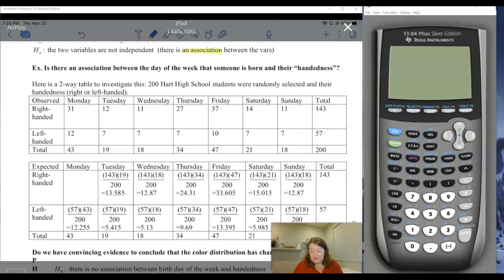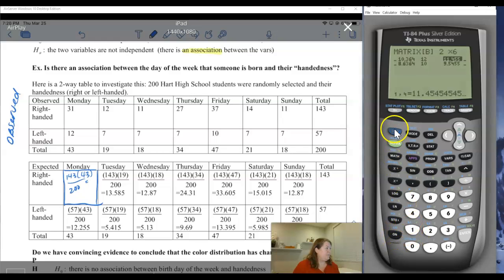So if I wanted to know what goes into this first square right here, how to calculate it, right? We're going to go up to our observed counts. We're going to take the row it came from, 143. We're going to multiply it from the column it came from, 43, and we're going to divide it by the grand total, 200. So if I grab my calculator and I do just that part, 143 times 43 divided by 200. This would be an expected count of, we would have expected to have 30.745.